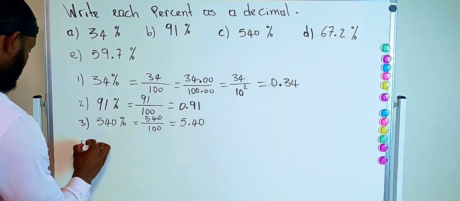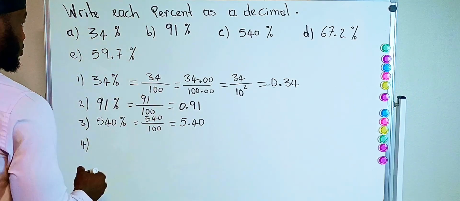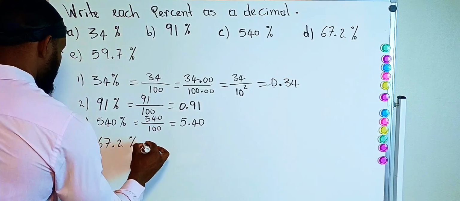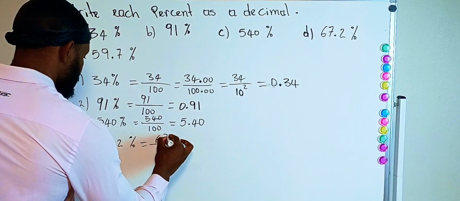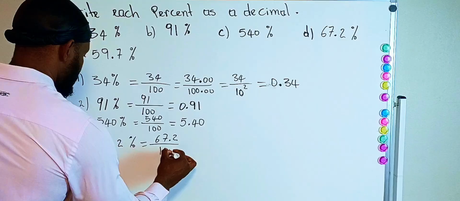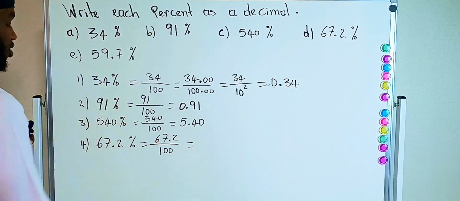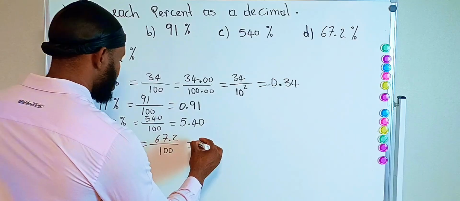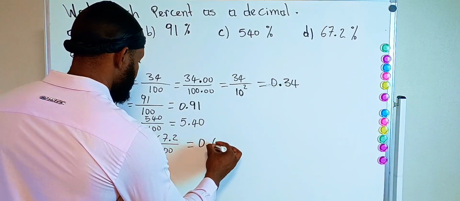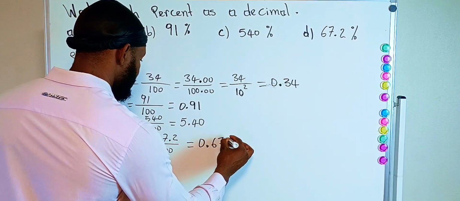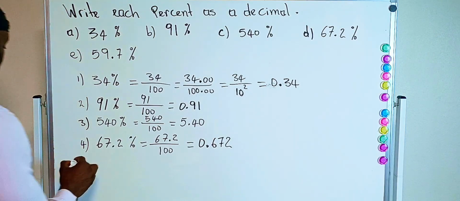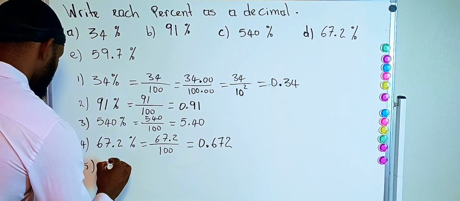Okay, so let's go for the fourth one. The fourth one would be 67.2%. So it's like we have 67.2 over 100. This division is going to be easy. We just have to move the decimal point 2 times to the left. That's going to be 0.672.